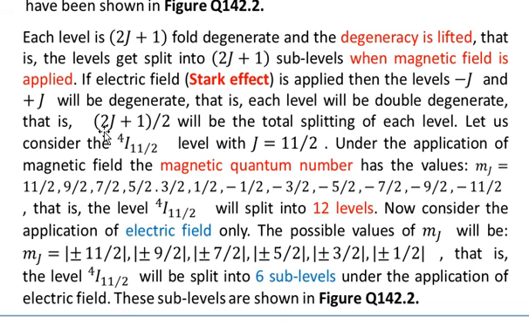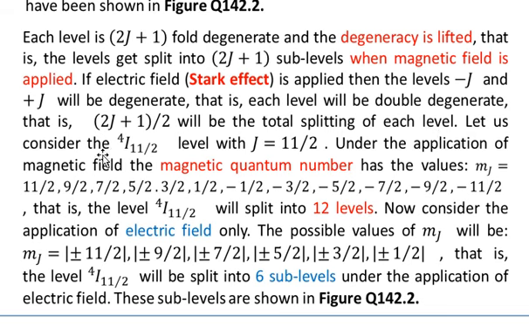Under the application of the magnetic field, the levels are split into 2J plus 1 levels. Under the application of the electric field, the levels will be (2J plus 1) divided by 2, because minus J and plus J will be degenerate levels having the same energy. So (2J plus 1) divided by 2 will be the total splitting of each level under the application of the electric field.